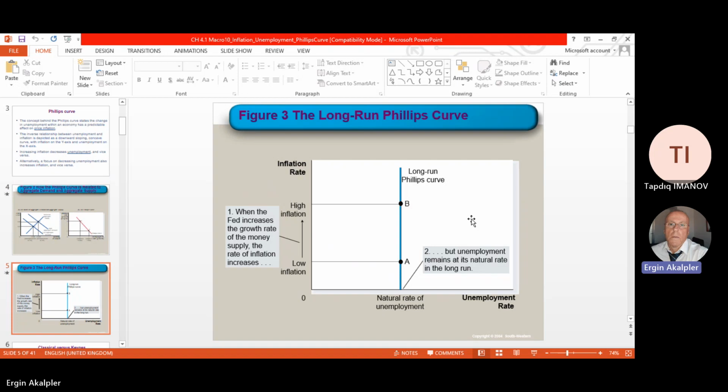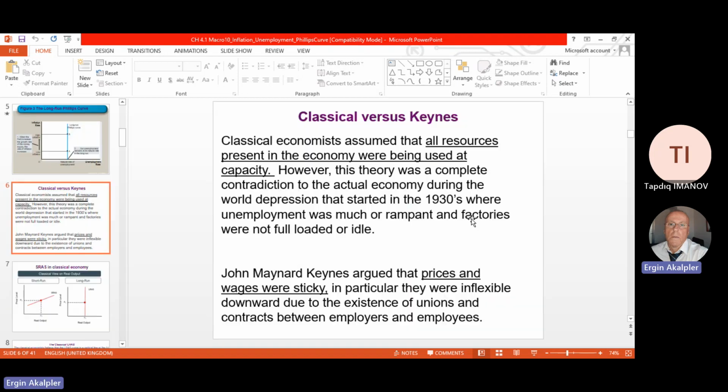When we are looking to the classical and Keynesian approach on this issue, the classical economists assumed that all resources present in the economy were being used at capacity. However, this theory was a complete contradiction to the actual economy during the Great Depression that started in the 1930s, where unemployment was rampant and factories were idle.